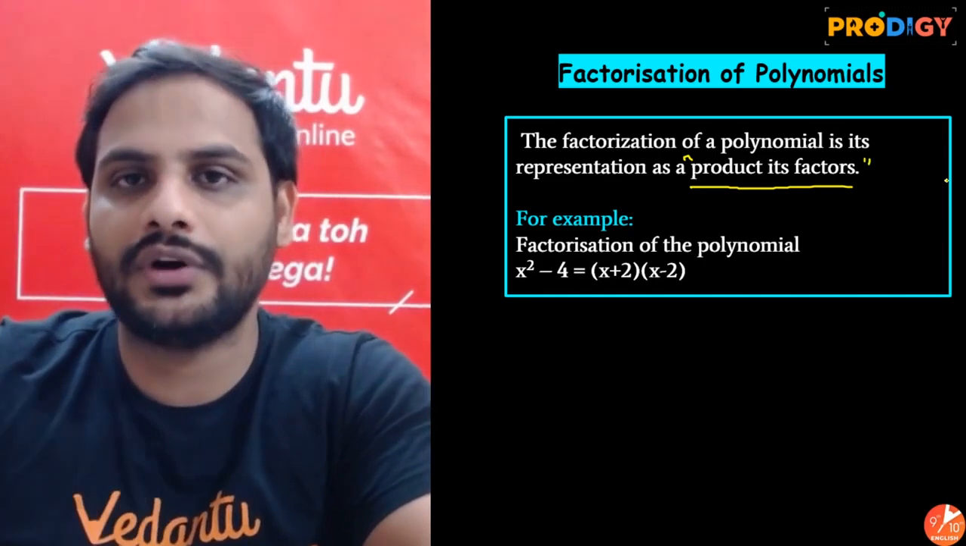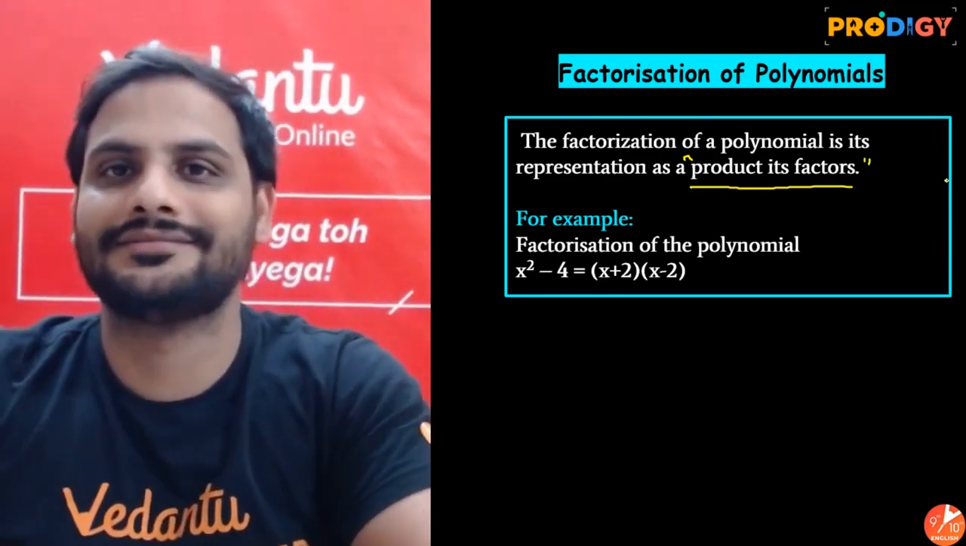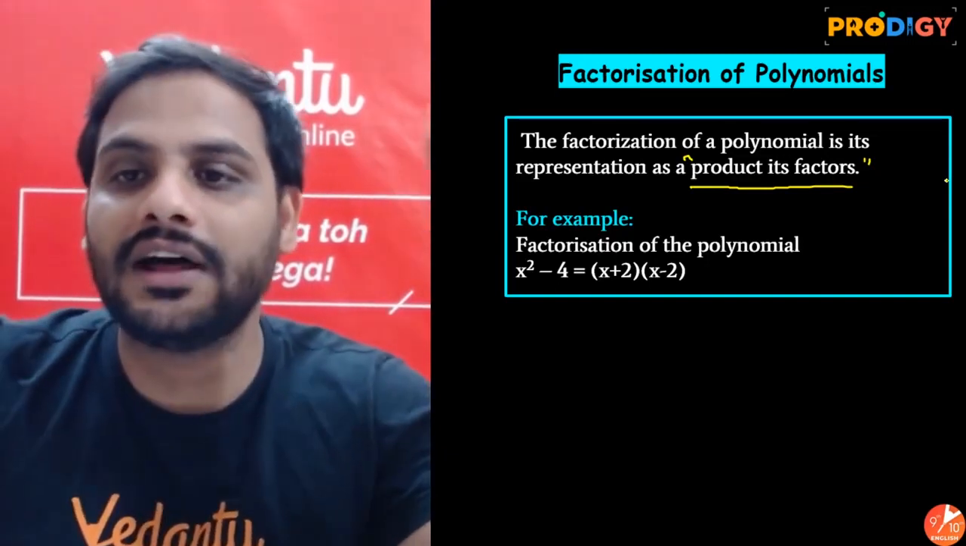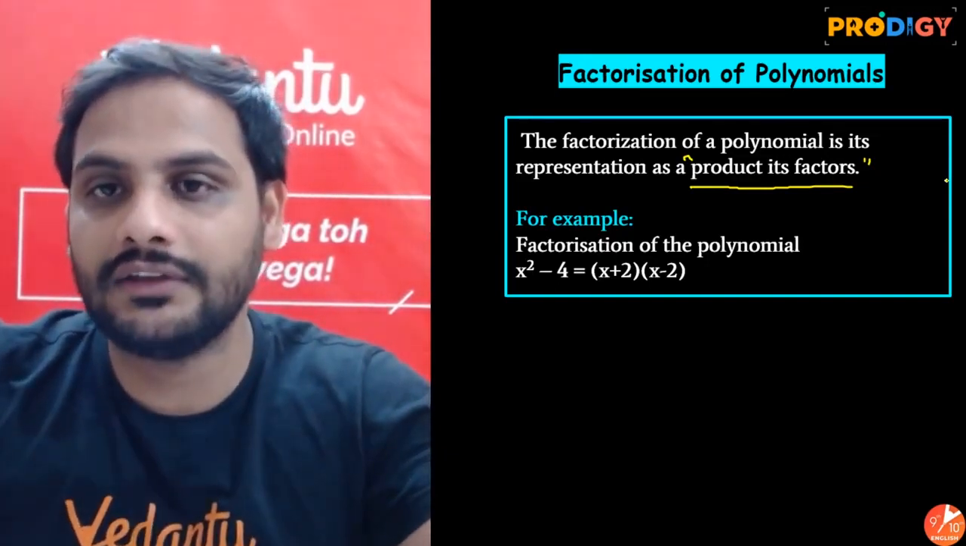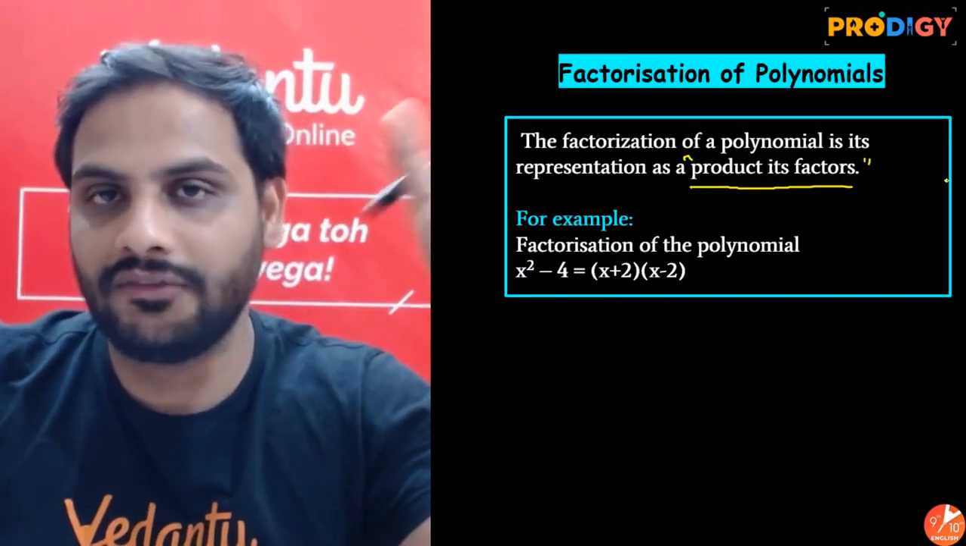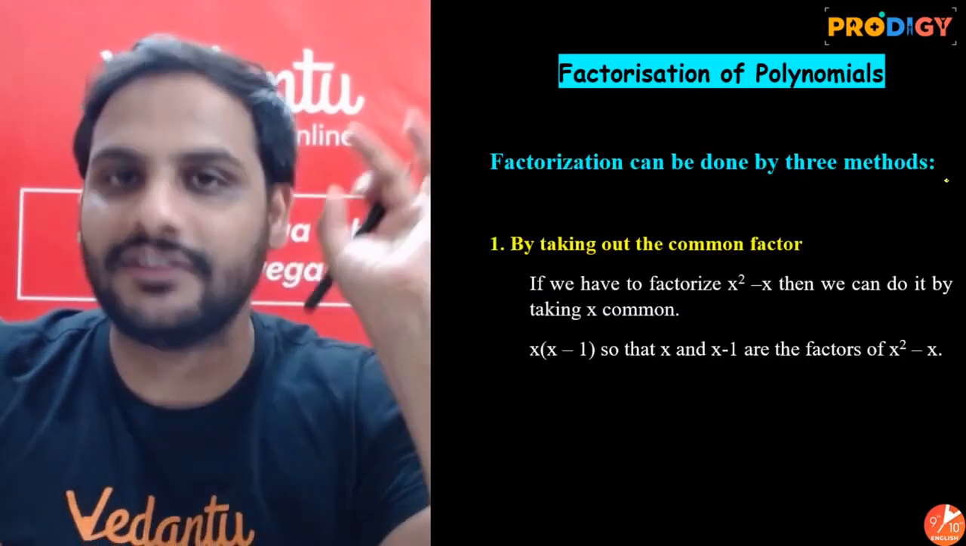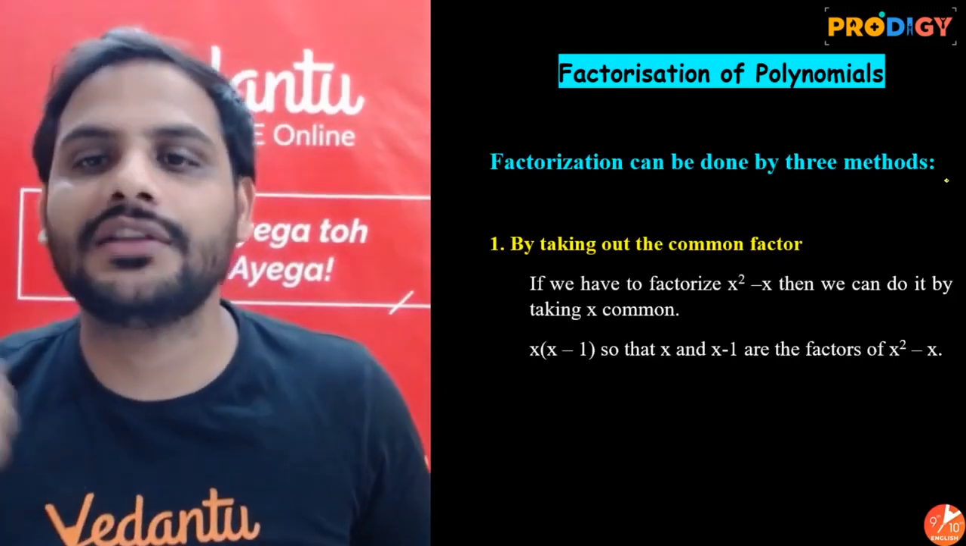Representation as a product of its factors. Okay? This is what it means by factorization. So in factorization, whatever polynomials are given to us, we will try to write them as a product of their factors. Now there are many ways of doing it. The first one is taking the common factor.